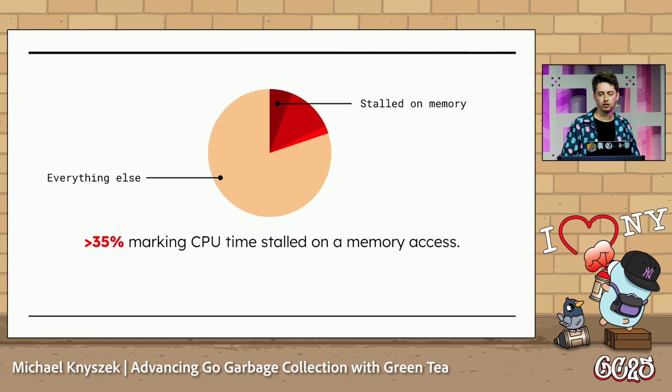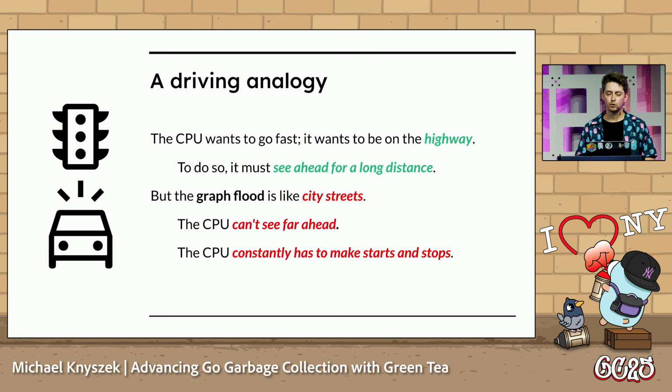And at the heart of why marking is so expensive is that it's a poor fit for modern CPU microarchitecture. At least 35% of the time, marking is spent just waiting on the CPU to fetch memory. On its own, that's already pretty bad, but it also totally gums up the works that make modern CPUs fast. So what do I mean by gum up the works? Well, the specifics of modern CPUs can get pretty complicated, so let's use an analogy instead.